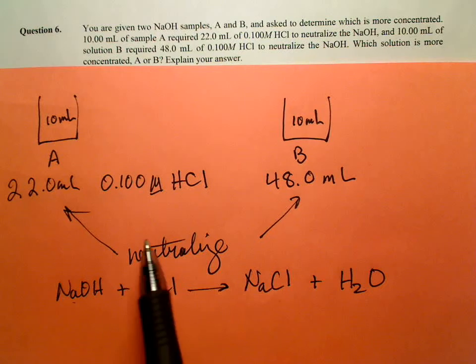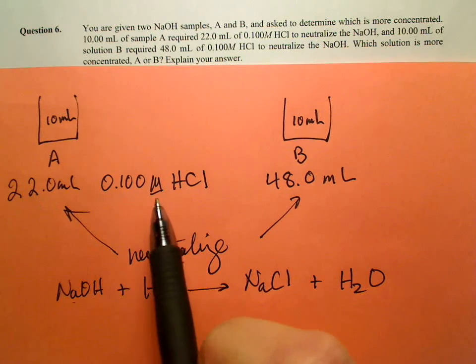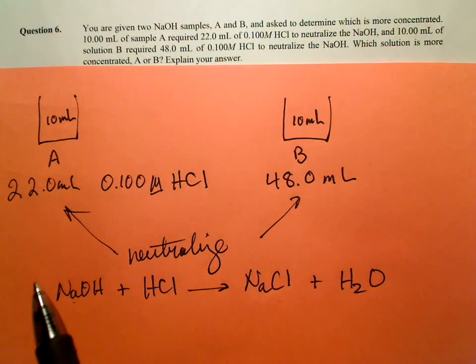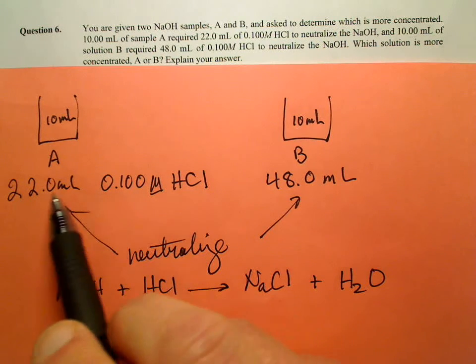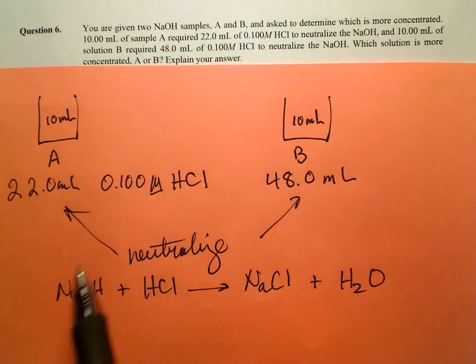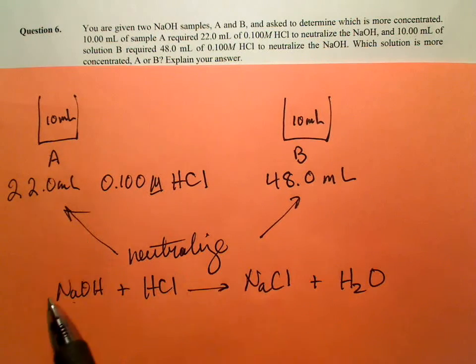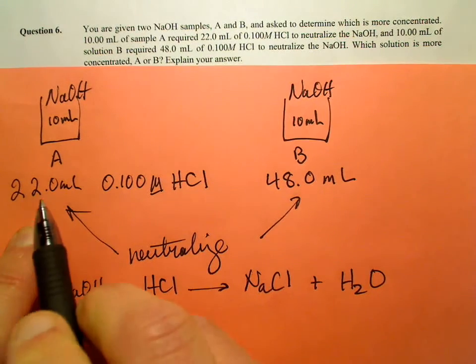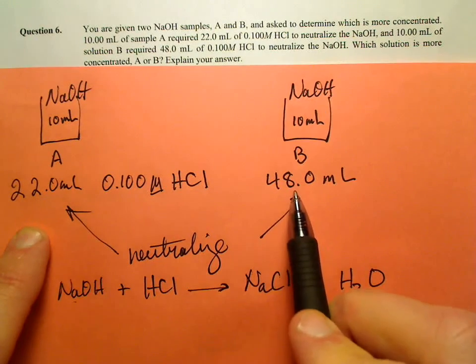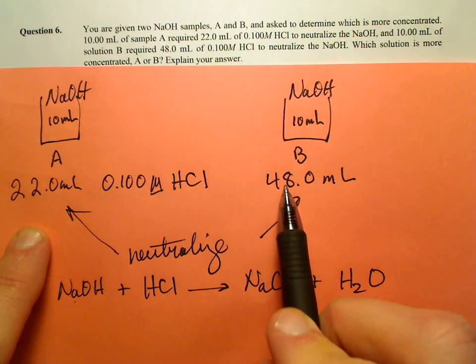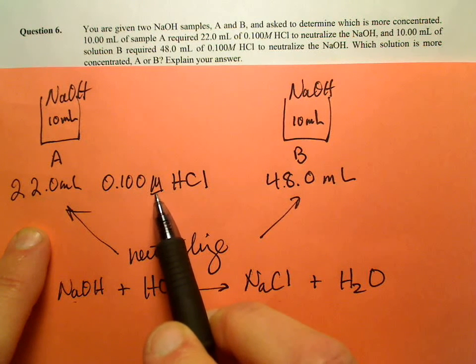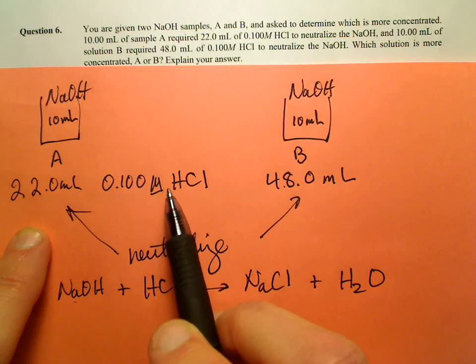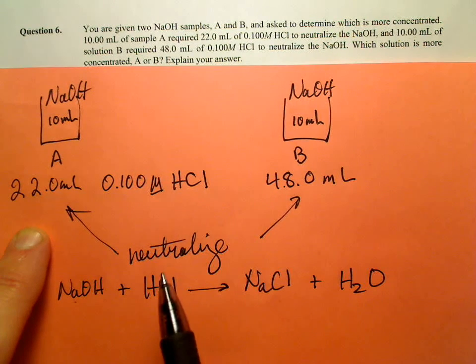So now it took 22 milliliters of this HCl solution to neutralize A. So that means that if we figure out how many moles of HCl we added, that's how many moles of NaOH are in these solutions. Because remember, these are sodium hydroxide solutions. So if we look at the same thing for B, B required 48 milliliters of this 0.1 molar HCl solution. So it required more of the same concentration solution.